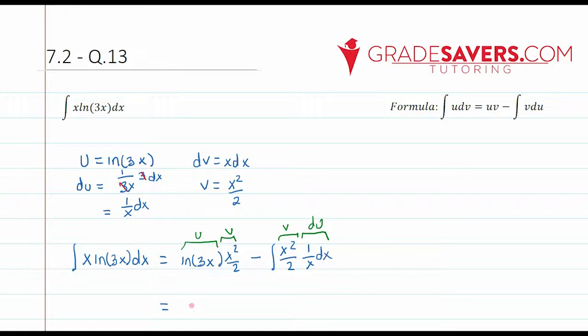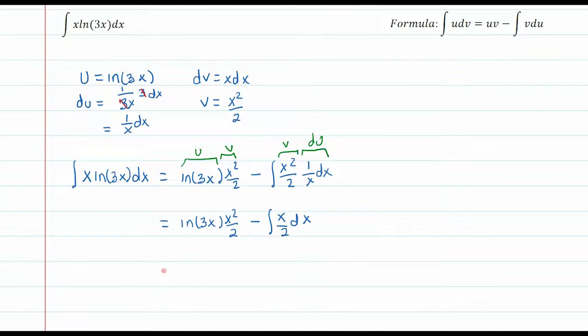And let's evaluate this now. So this becomes ln 3x times x squared over 2. There's really no simplification that can be done here. But here we see there's an x squared here and an x here. So we can divide one of those x's out. So we are left with simply x over 2 dx.